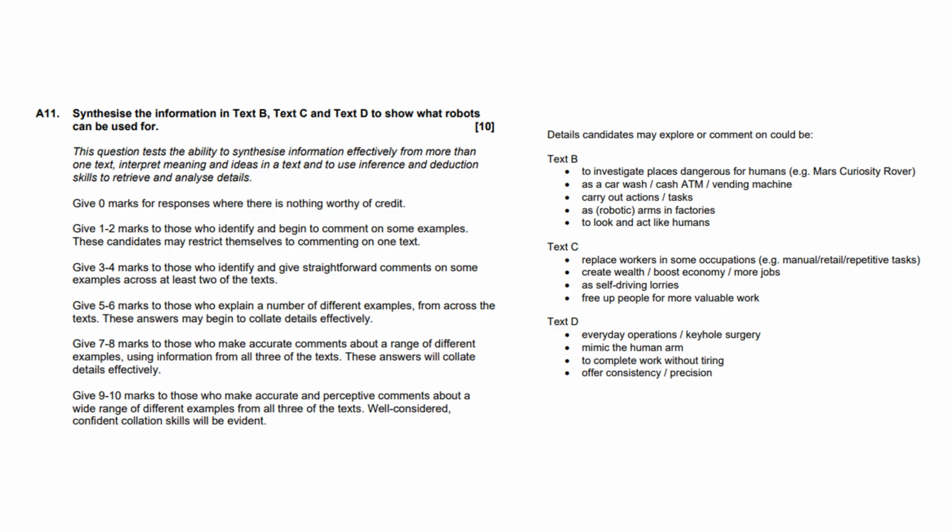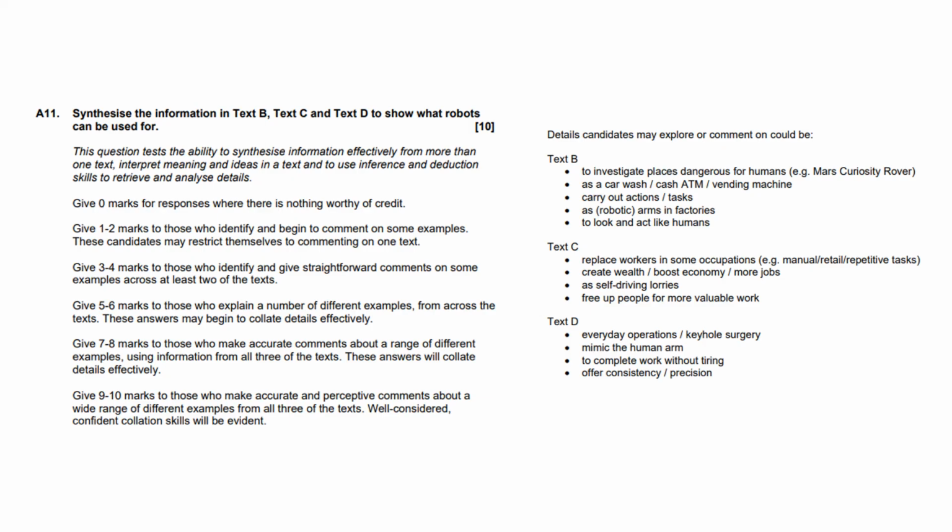So you'd get 0 marks for responses where there is nothing worthy of credit. Those are for the students who haven't answered the question or simply started writing about something completely different to what the question asked for. Give 1 to 2 marks for those who identify and begin to comment on some examples. These candidates may restrict themselves to commenting on one text. I think it's very important to realise that if you only talk about one text when you've been asked to talk about 3, you're going to be limited in the marks. So we do need to make sure we've got coverage from all of those texts.